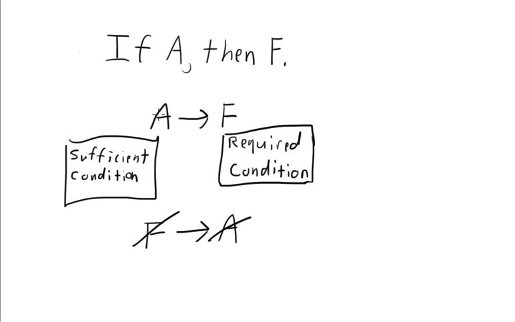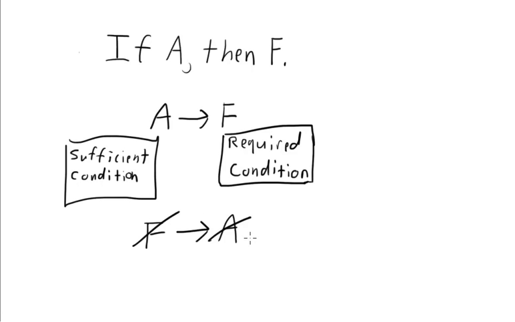That means that Abigail needs Frank in order to go to the party. That means that this left side of our conditional statement requires the right. It needs the right in order to be true. If the right side of the conditional statement isn't true, then the left side can't be true either.